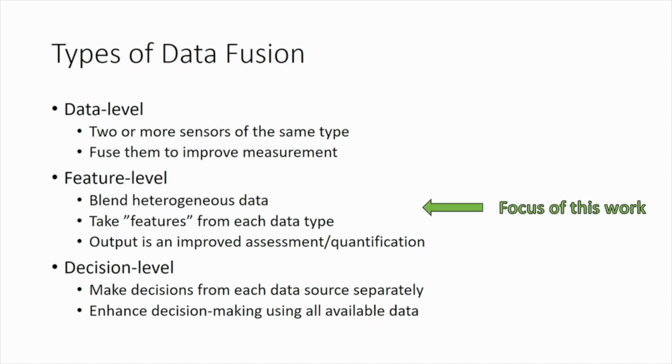So when we talk about data fusion, you can generally classify it into three different classes. You have data level, where you're using similar sensors or sources to get similar targets, combining those sensors to make a better decision to find the same defect on a structure. That's very common in structural health monitoring. Then you have the feature level, where you blend different sources of NDE data, take some features of each NDE method, and come up with different ways to combine them to improve the assessment and quantification. And then you have decision level, where you make decisions based on each NDE method, and then you enhance the decision making using all the available NDE methods that you have.